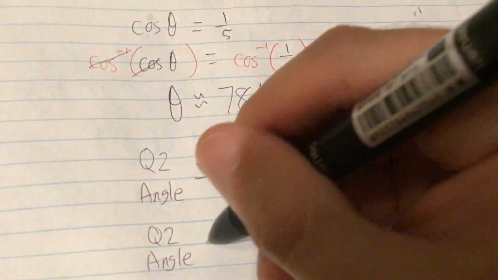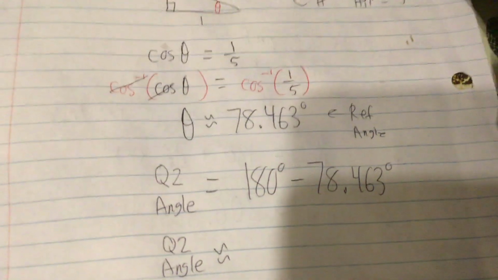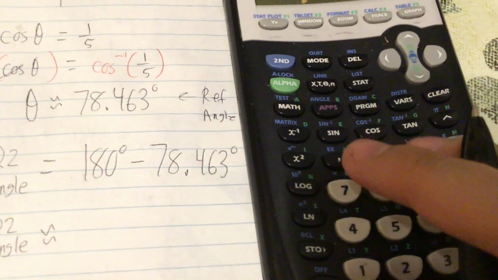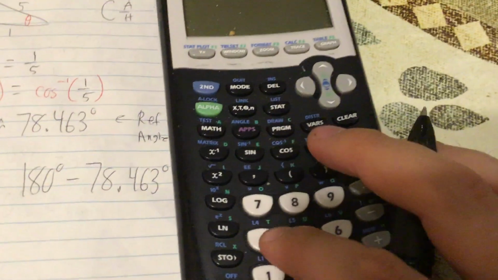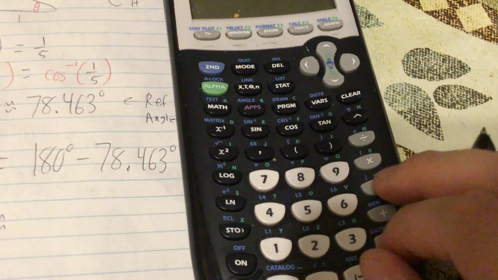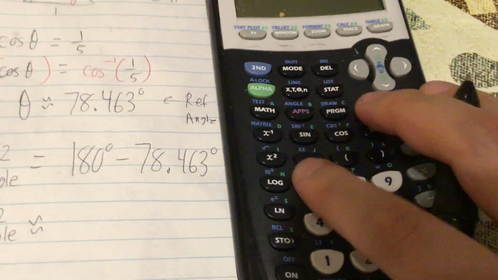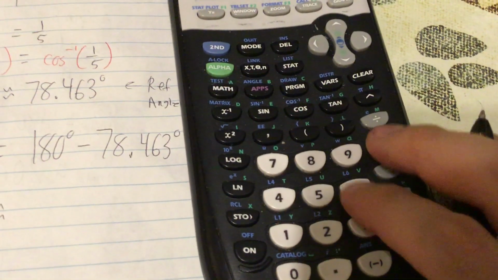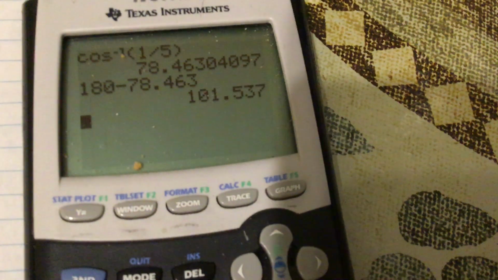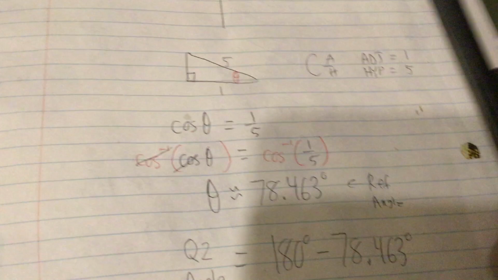Well, I'm just doing my mental math. If 180 minus 78 is about 102, well, it's going to be 101 point something, so I'm just going to do it in the calculator. So that'd be 101.537.